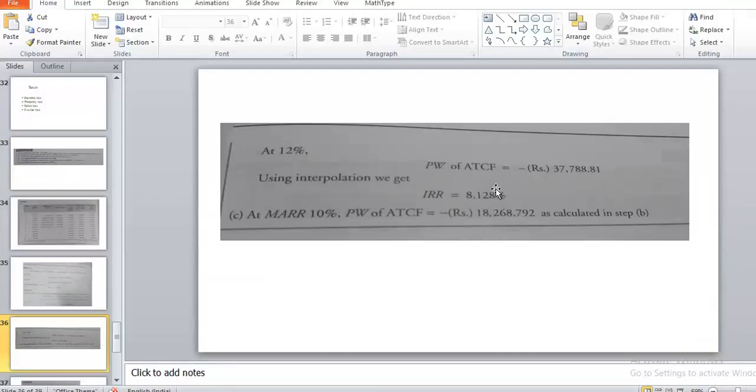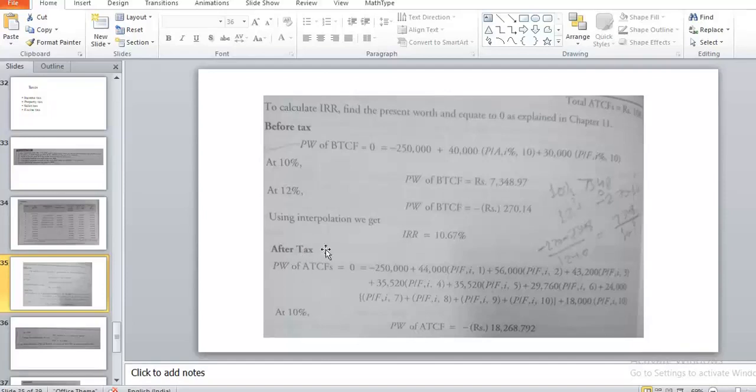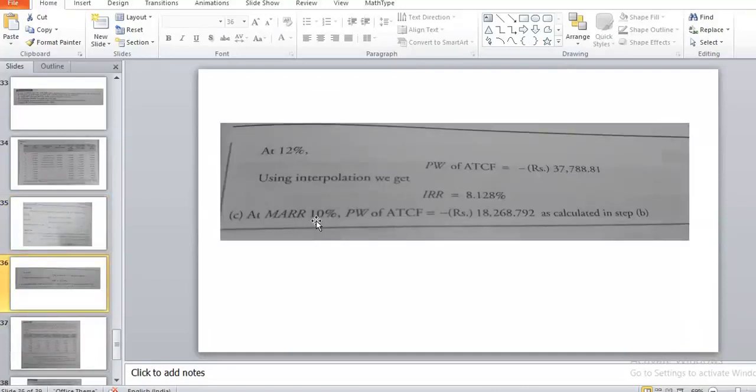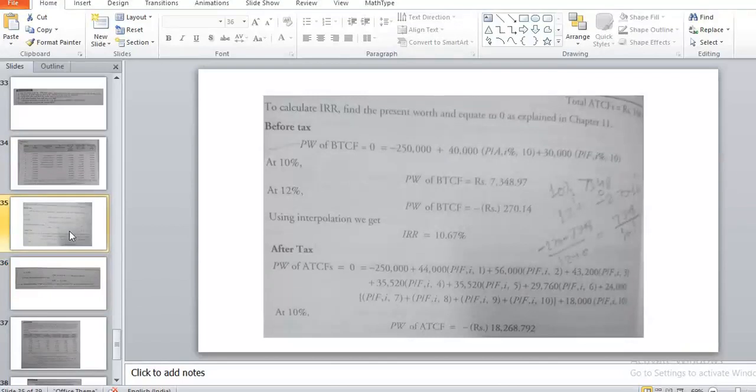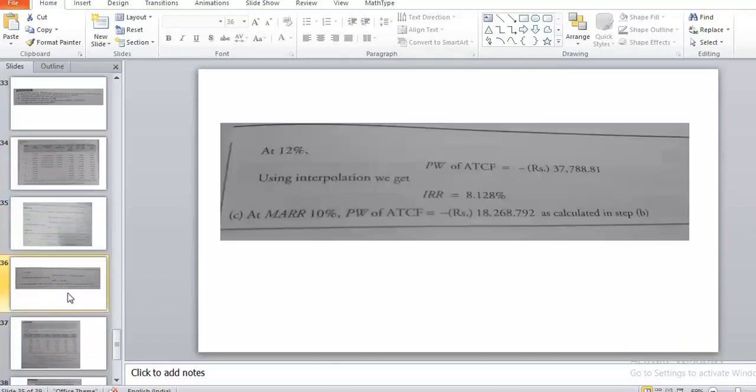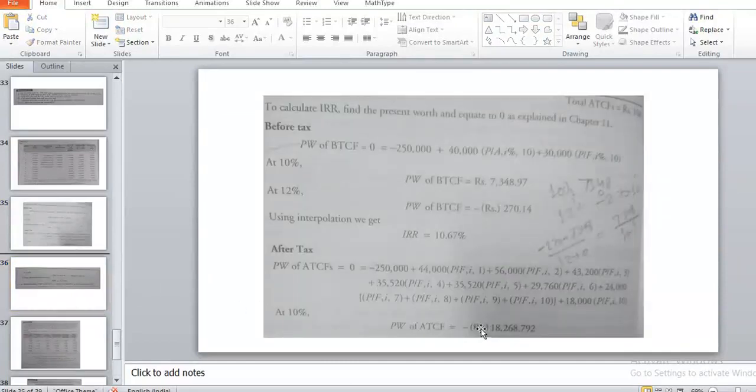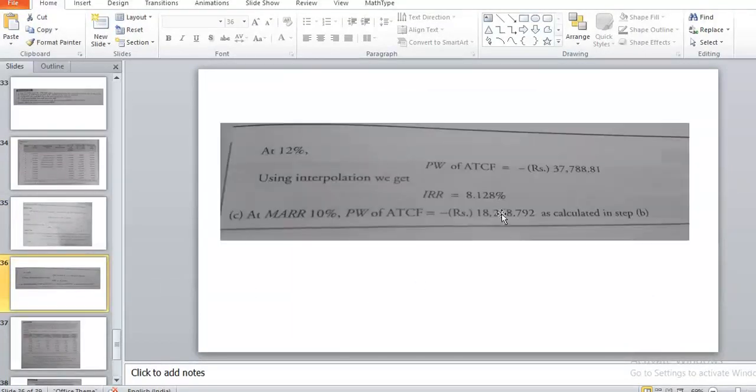So this much is the rate, for before tax and after tax. These calculations are repeated for before tax cash flow and after tax cash flow. And the third term is asking for the present worth at the minimum acceptable return rate, as calculated in step B. As we calculated in step B, the present worth comes as 18,268. These examples are based on the taxes.